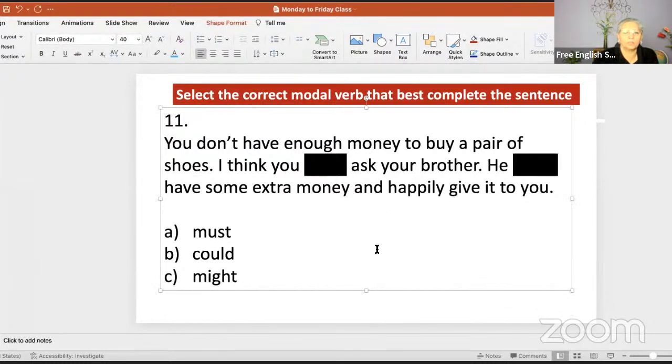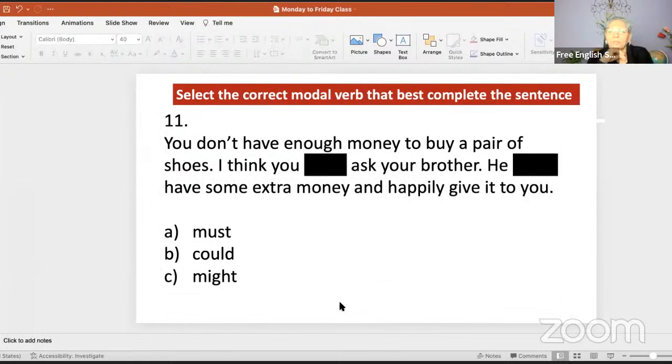Sorry. Again, you can see my carelessness. Okay. You don't have enough money to buy a pair of shoes. I think you blank ask your brother. He blank have some extra money. Okay. Would, could, might, must.